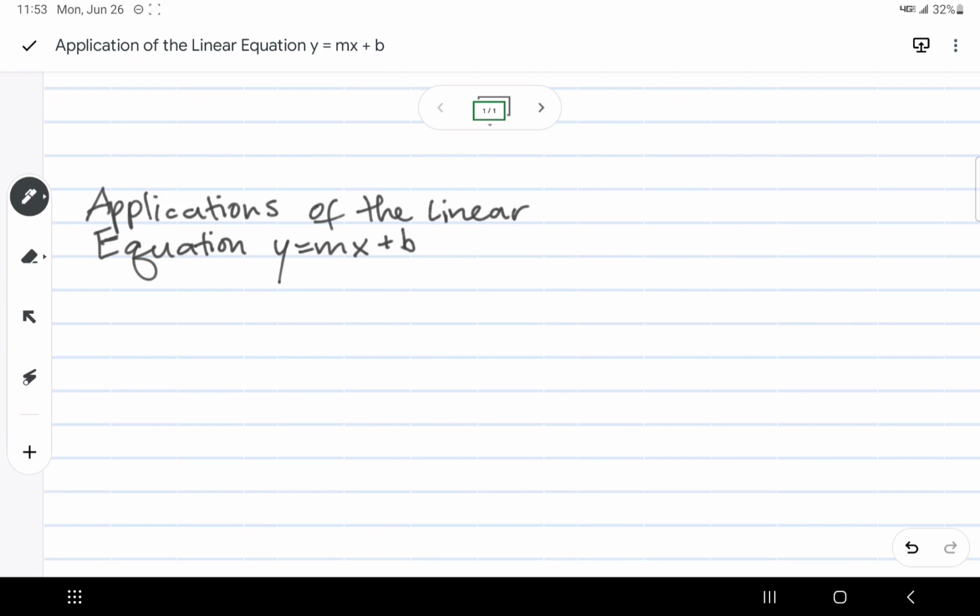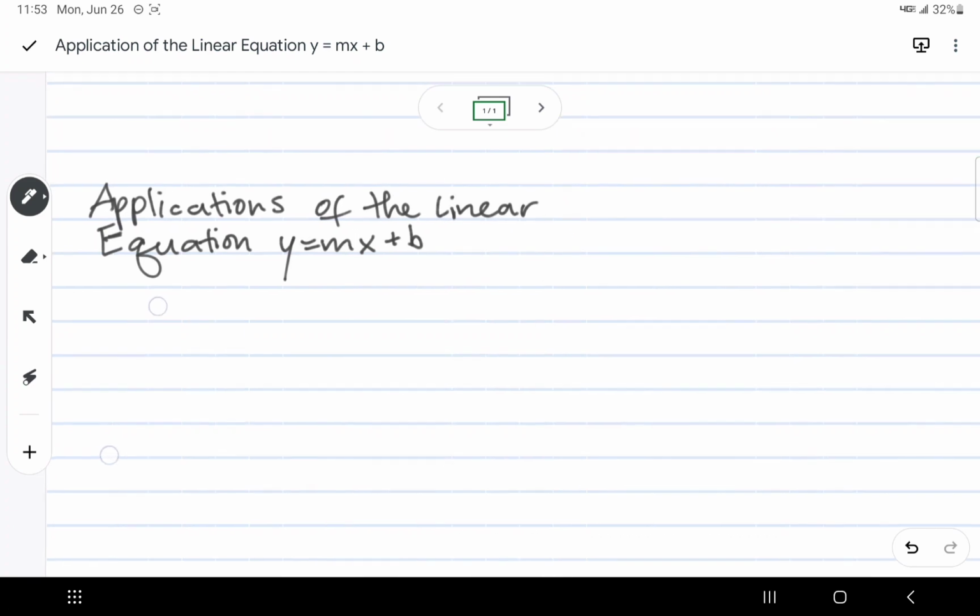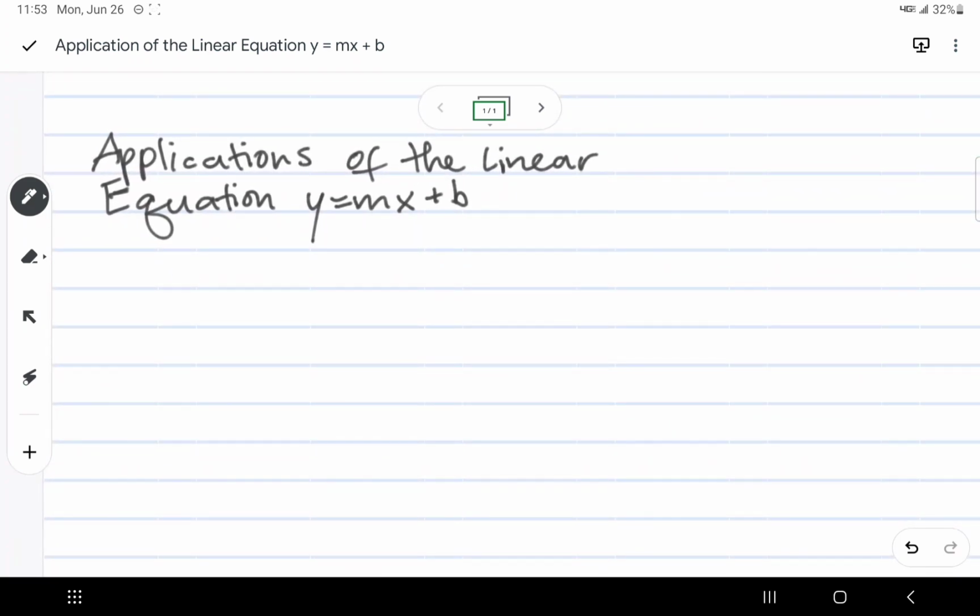So in our first video today, we will be covering the applications of the linear equation y equals mx plus b. I know for those who have covered it, we just find the slope, y-intercept, we graph, we solve for x, and we solve for y. But in this case, we will actually see how we can better use it in a real-life application. Okay, so let's go ahead and proceed.